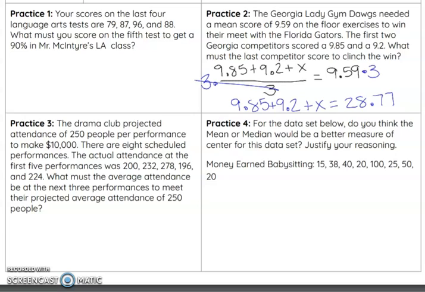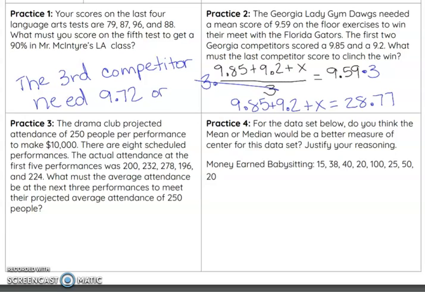Well, if I know 2 of the scores, then I could just subtract those from each other. So 28.77 minus 9.85 minus 9.2, and I get the 3rd competitor needs 9.72, or technically higher, right? She can always, or he or she can always score higher than that.